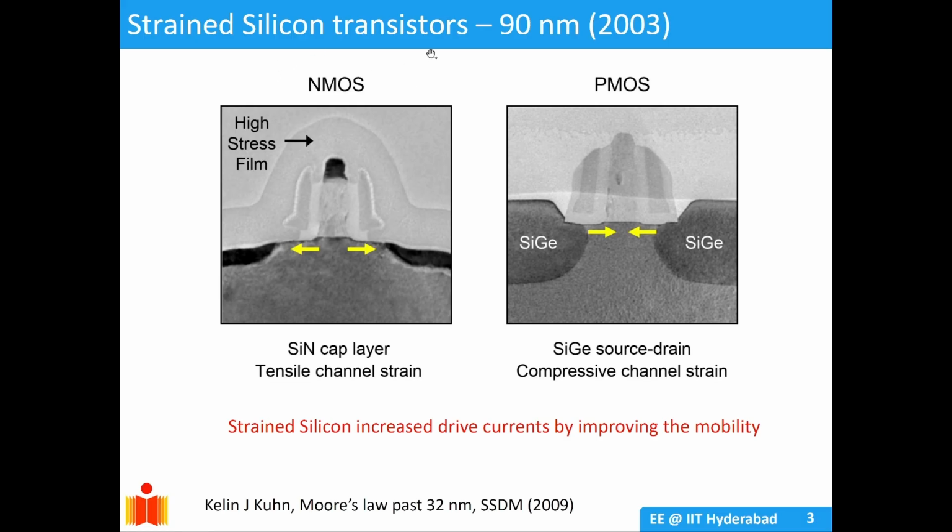So first is strained silicon transistors. We add an SiN cap layer which creates a tensile strain in the channel, or SiGe in the source and drain to create a compressive strain in the channel. And what they do is they improve the mobility and hence increase the drive currents.